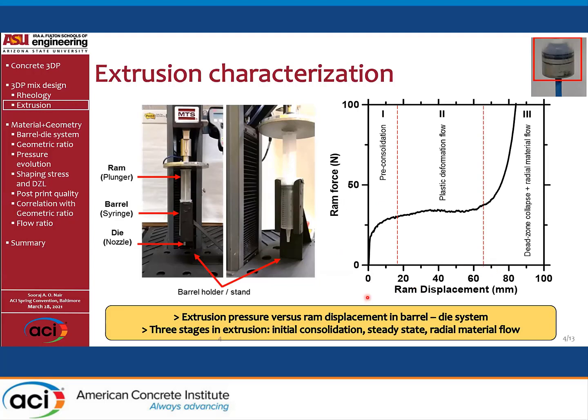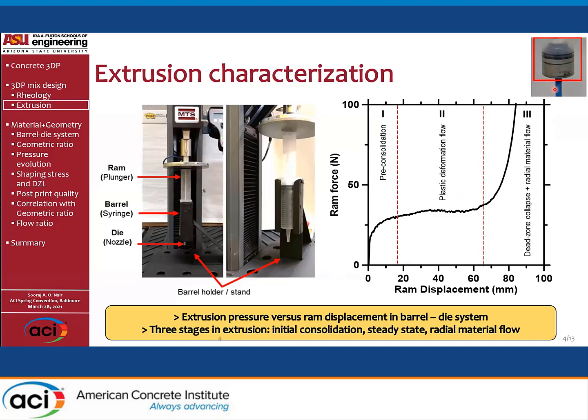The graph generally has 3 regimes. One is a pre-consolidation regime, where the material is consolidating slowly, and then it comes to a steady-state condition, where plastic deformation is happening from the barrel to the die, and the pressure is almost steady or slightly increasing depending on the material. And then towards the end, there is a dead zone, where material is stagnant near the barrel because of the constriction from the barrel going to the die.